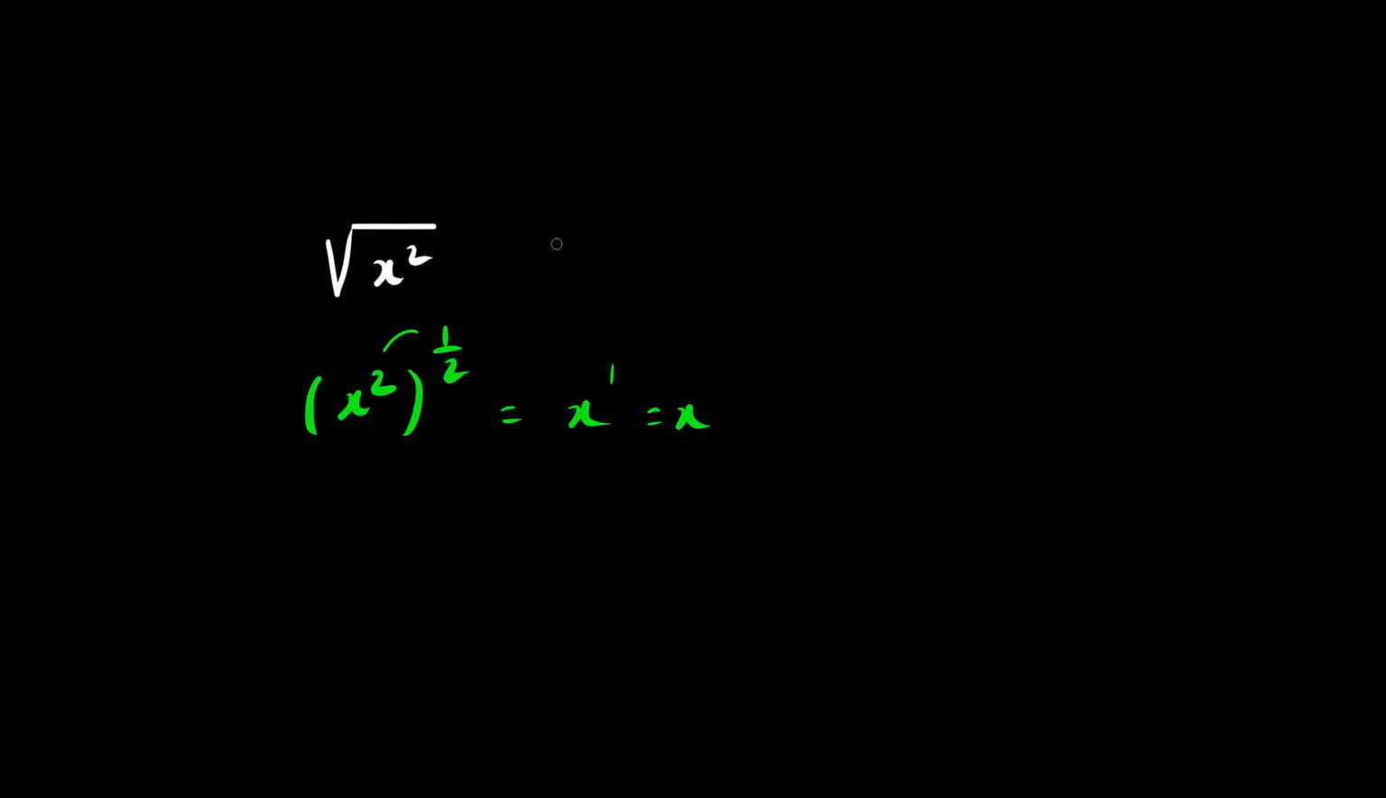The true answer is the absolute value of x. Let's give an example. Suppose x equals 2. What is the square root of 2 squared? So the answer would be the square root of 4, which is 2.